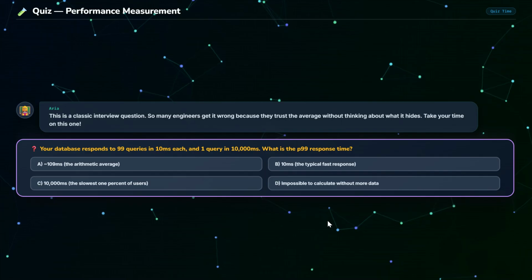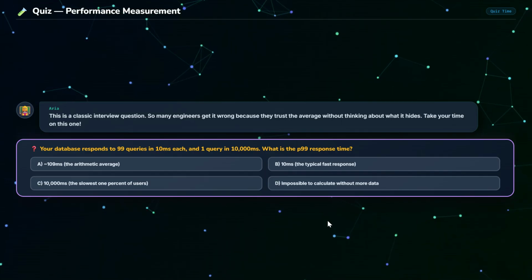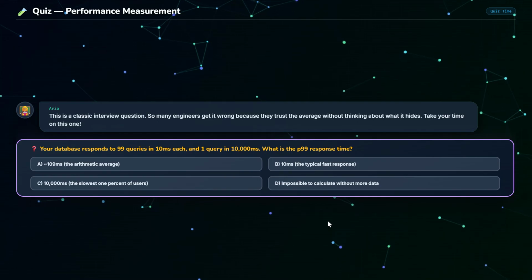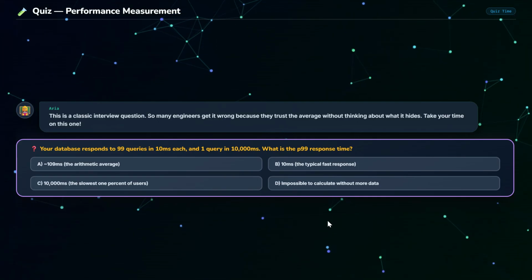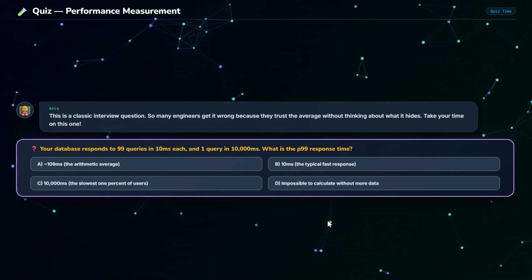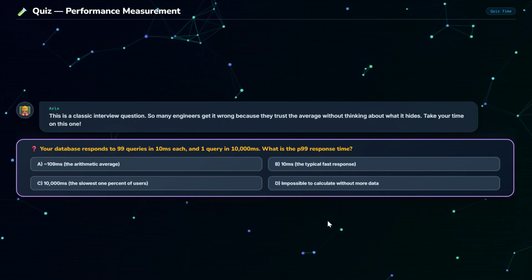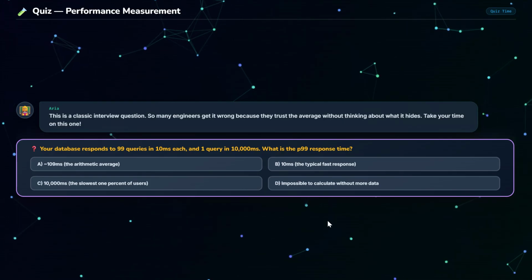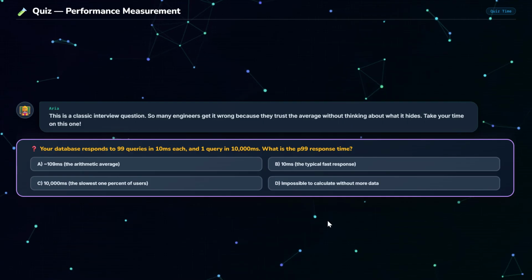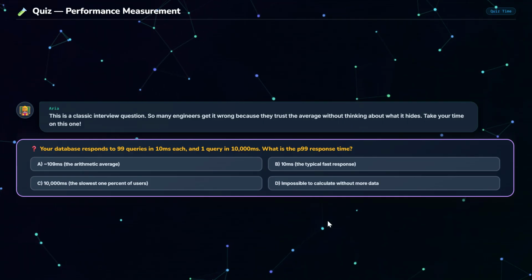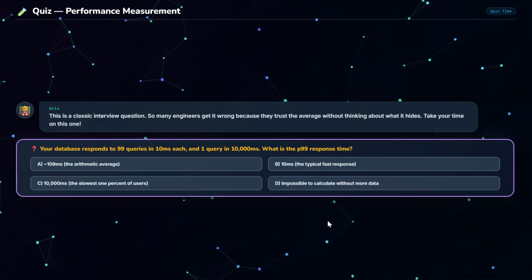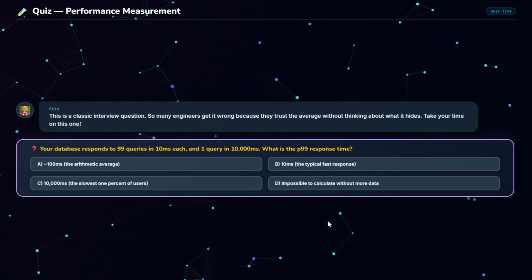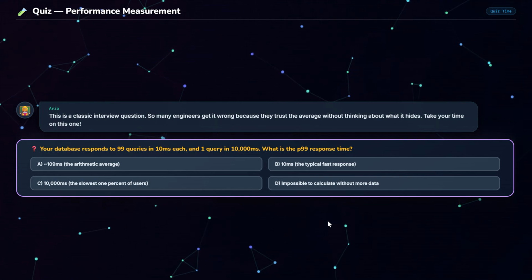Another quiz. This one tests whether you truly understand why percentiles matter more than averages. This is a classic question that separates engineers who understand performance from those who just use monitoring dashboards without thinking. Take a careful look at the numbers before clicking. The math is simple, but the insight is profound.